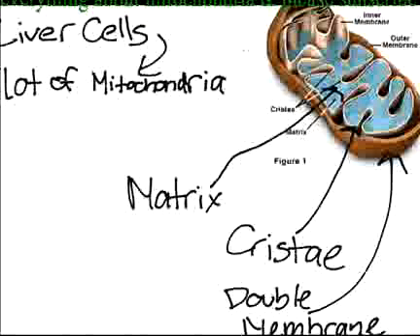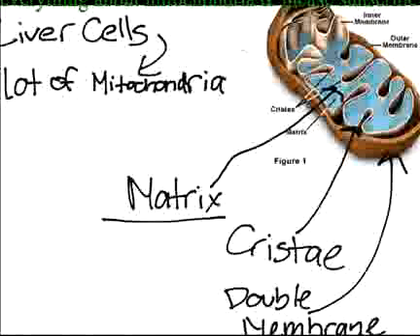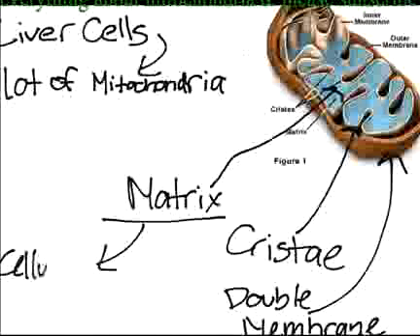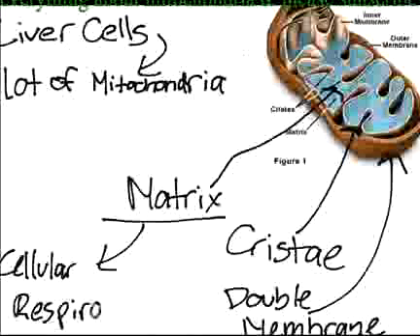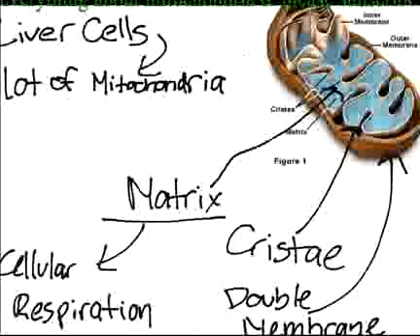One important thing about the matrix is that it's involved in cellular respiration. It has a bunch of enzymes involved in cellular respiration, which is essentially making energy. I will make a video on that in the future. And the cristae also help in making energy because the electron transport chain is located on the cristae. But we'll get into that when we talk about cellular respiration and how energy is made.